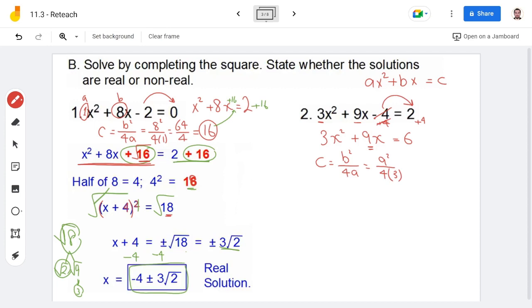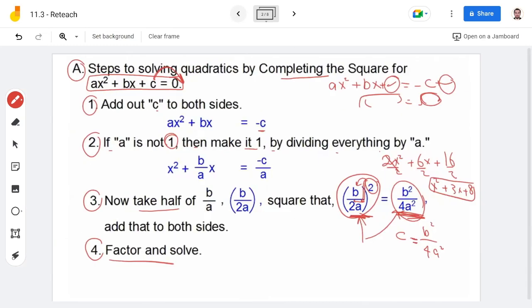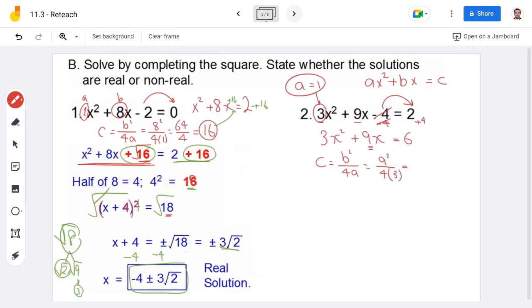Now, if you ask me, teacher, this is a big number. So what can I do? I will tell you what. Look at the a. Is a equal 1? No, a is not 1. a is equal to 3. And I told you, if a is not 1, then what I have to do is make it 1. How? By dividing everything by what? By a.